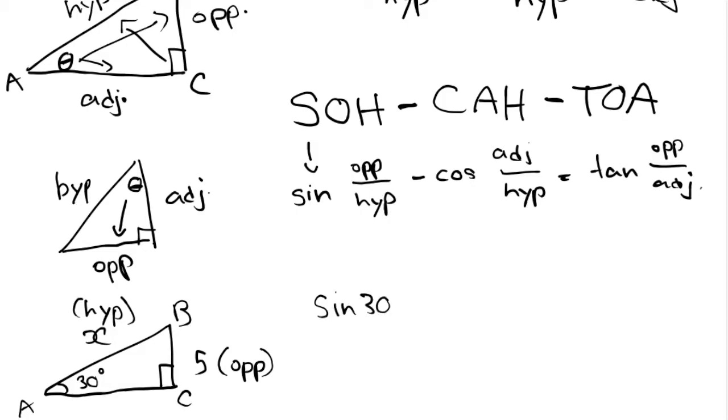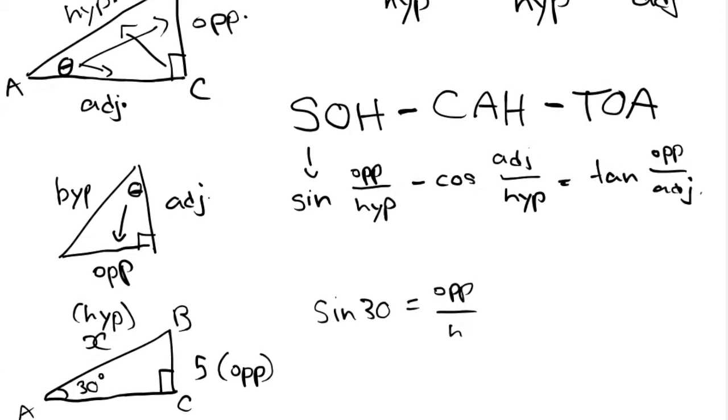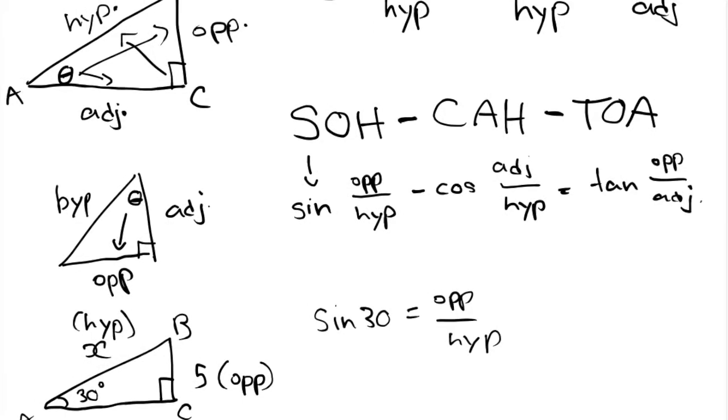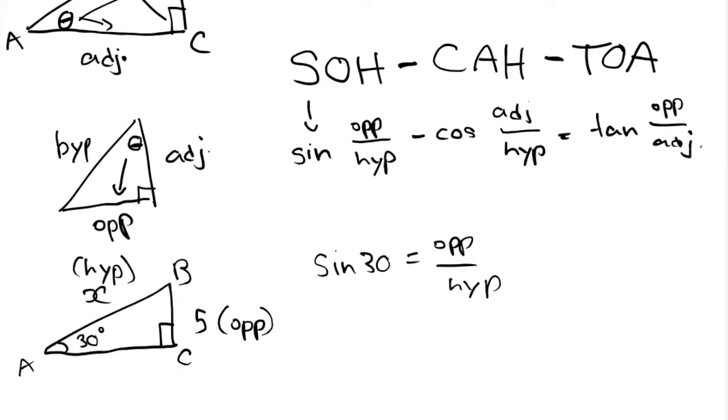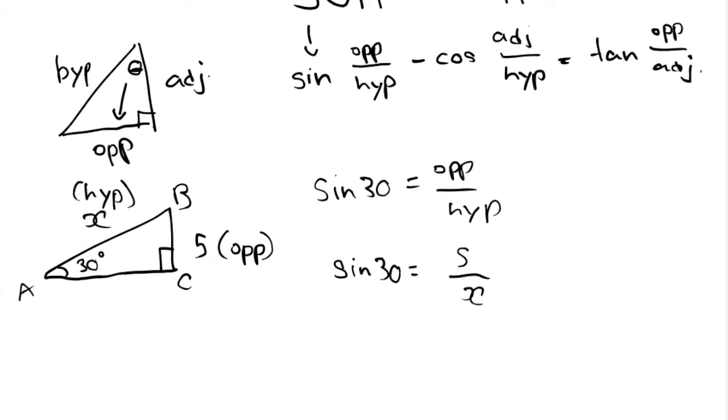30, sine 30 is equal to opposite over hypotenuse. Well, in this case, opposite is 5 and hypotenuse is an unknown, a variable. But since it's the only variable in this equation, we can solve for it. And we simply get sine 30 is equal to opposite, which is 5, over x. And if you plug sine 30 into your calculator, you'll get 0.5 is equal to 5 over x.